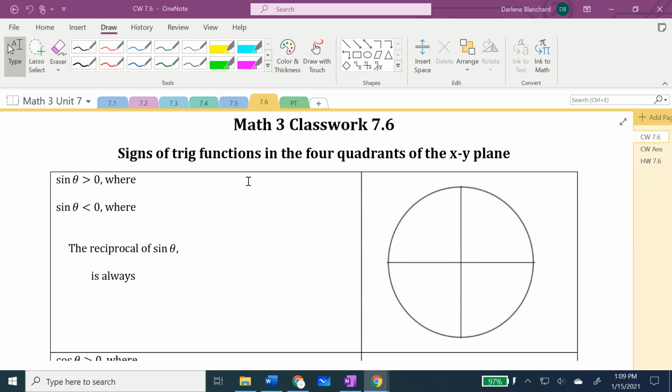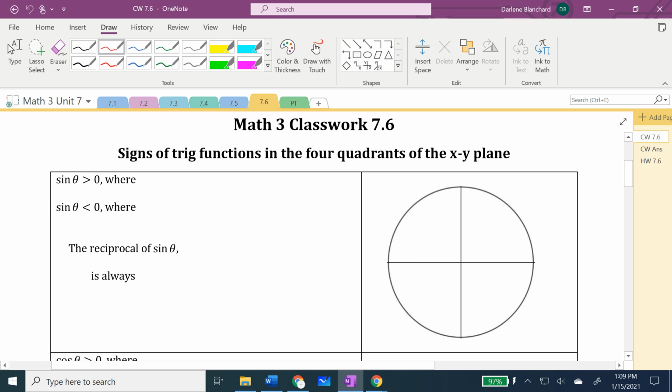To learn. All right. Math 3 classwork 7.6. Here we go. Does sine represent the x or the y coordinates of points on the unit circle? That is a question. Is sine the x or the y coordinate?